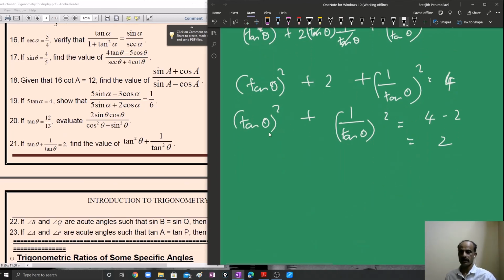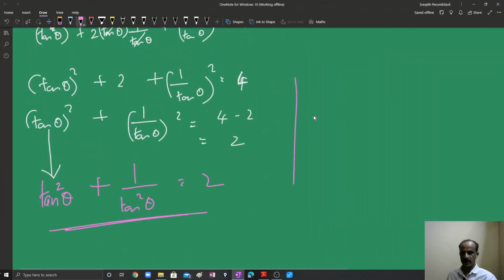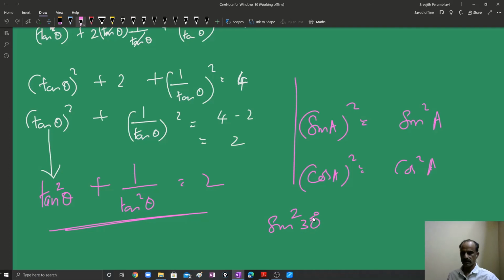Not tan theta, it is tan square theta. This is a very important concept. Please remember that tan theta whole square is also written as tan square theta, so tan square theta plus 1 by tan square theta is equal to 2. The concept which I want to reinforce here is: what is sine A whole square? Sine A whole square is nothing but sine square A. Cos A whole square is cos square A. Sine square P is the same as sine P whole square.